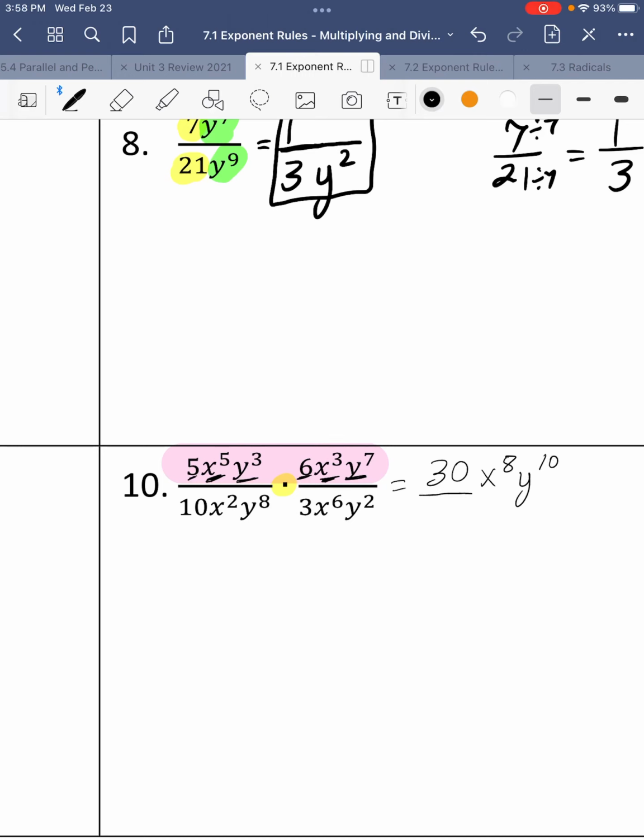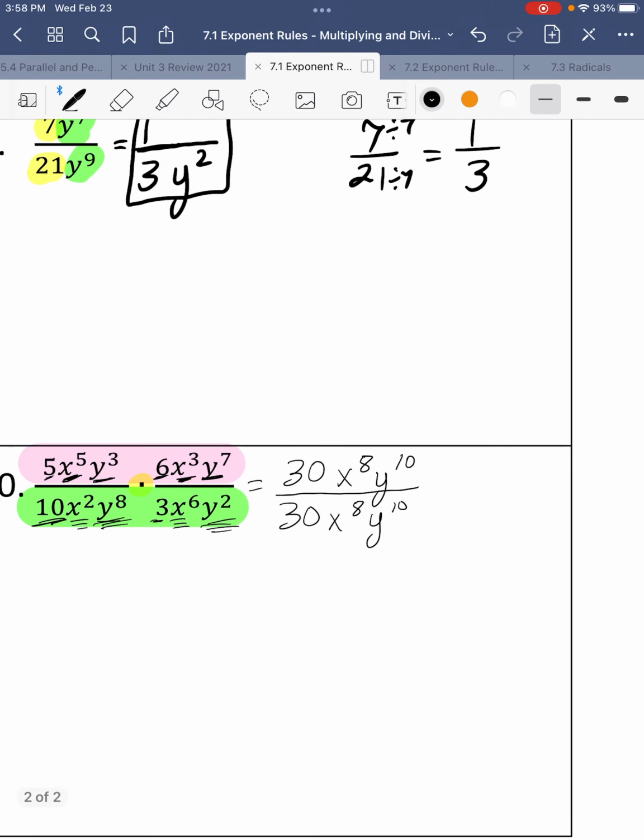We have y to the 3rd times y to the 7th is y, add exponents, so 3 plus 7 is 10. That's the numerator. Now we've got to do the same thing with the denominator. Multiply it out. Multiply your coefficients. 10 times 3 is 30. X squared times x to the 6th is x to the 8th. Y to the 8th times y squared, 8 plus 2 is 10, so it's y to the 10th.